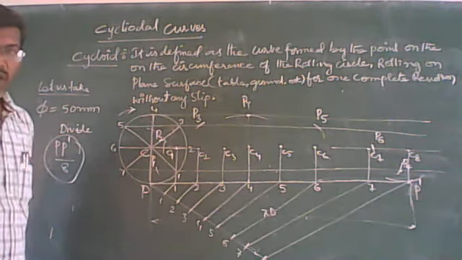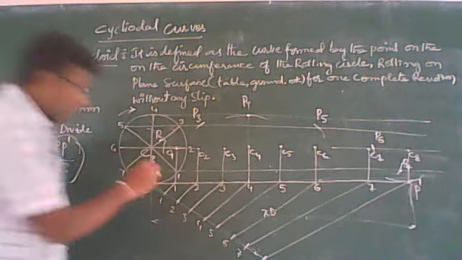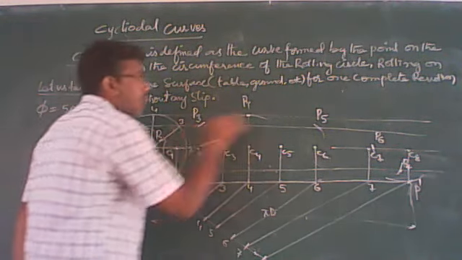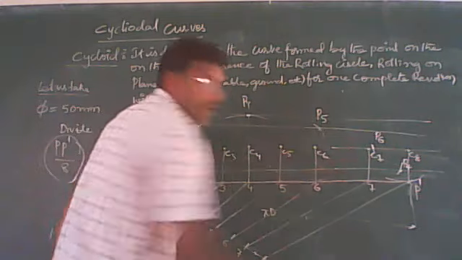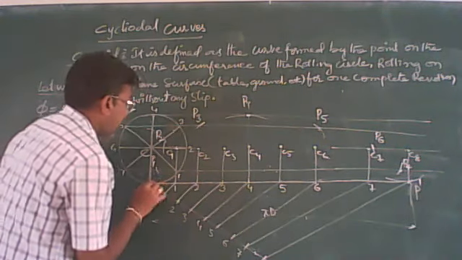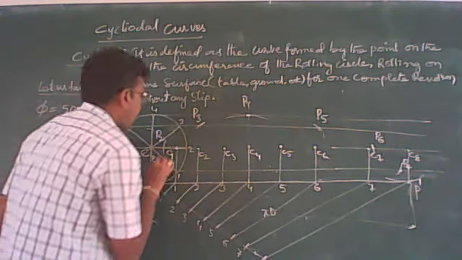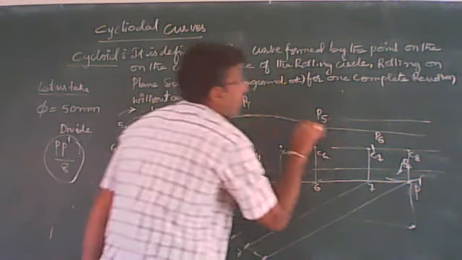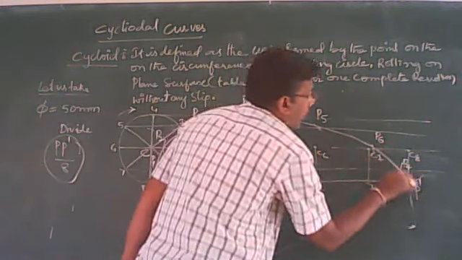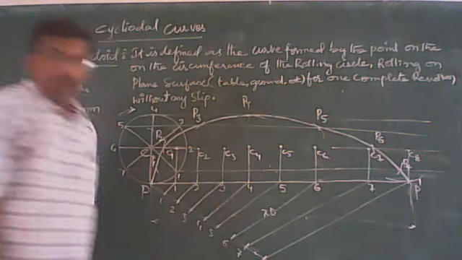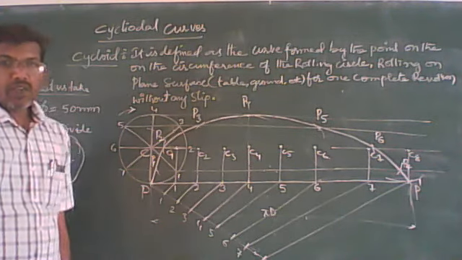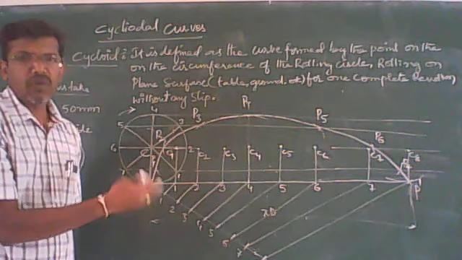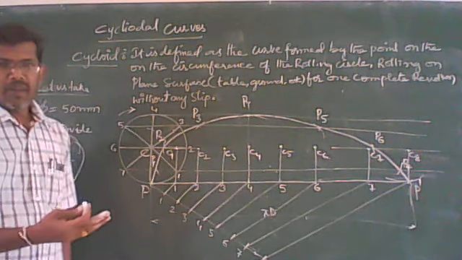Okay. Now, draw a smooth hand curve passing from P to P1, P2, P3, P4, P5, P6, P7 and P8. So now this is the cycloidal curve. This is not as per the scale, so you may get a smooth curve. Okay, right.